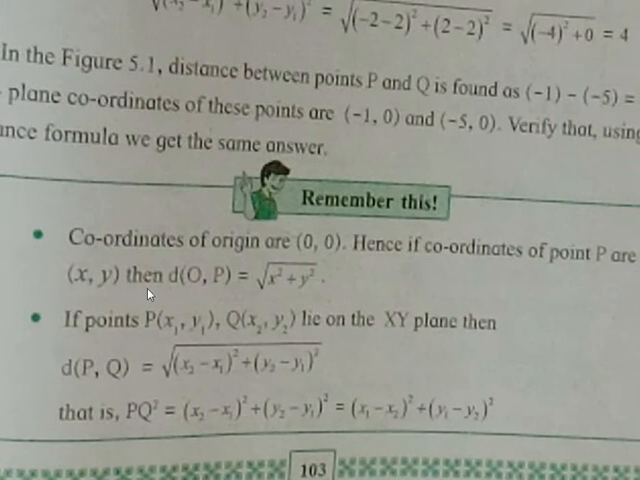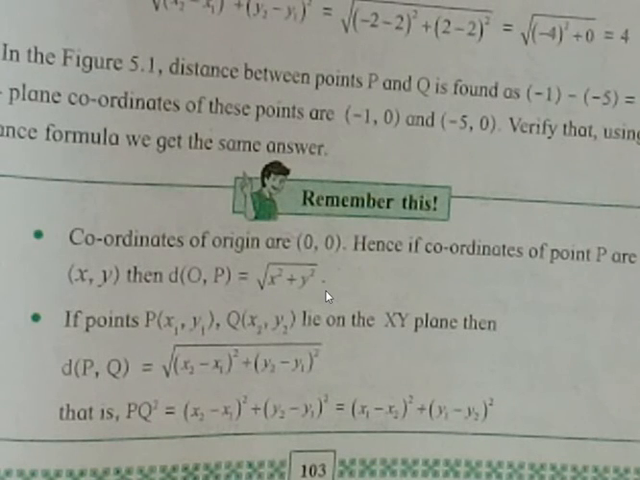Suppose x and y, then distance OP, O means origin to point P, is equal to under root x square plus y square. Remember this, if coordinates of origin are 0, 0, then suppose we take any point P from this origin, with coordinates x, y, the distance is under root x square plus y square.